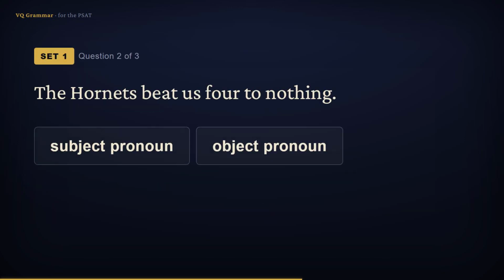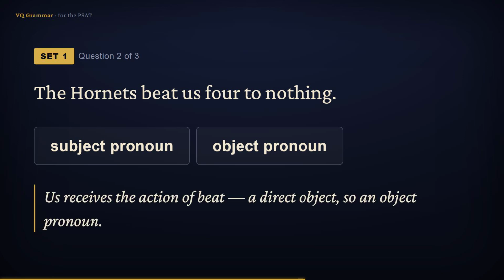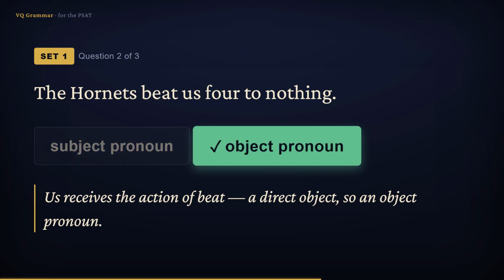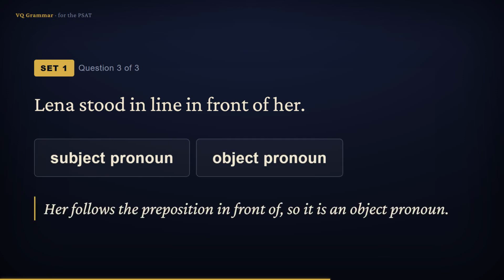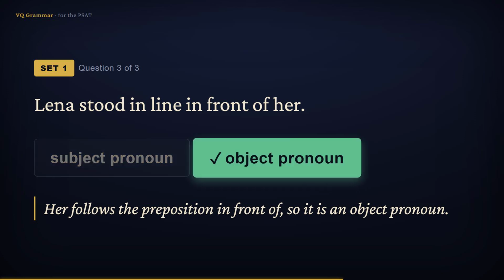The Hornets beat us 4-0. Look at us. The Hornets are the doers here, and us is on the receiving end of the verb beat. Since the pronoun receives the action, it's an object form, so the answer is object pronoun. Lena stood in line in front of her. Look at her. It comes right after the little phrase in front of, which is a preposition. A pronoun after a preposition is always an object form. So the answer is object pronoun.